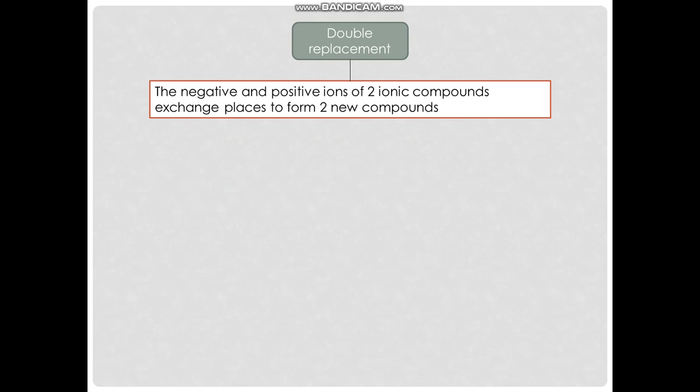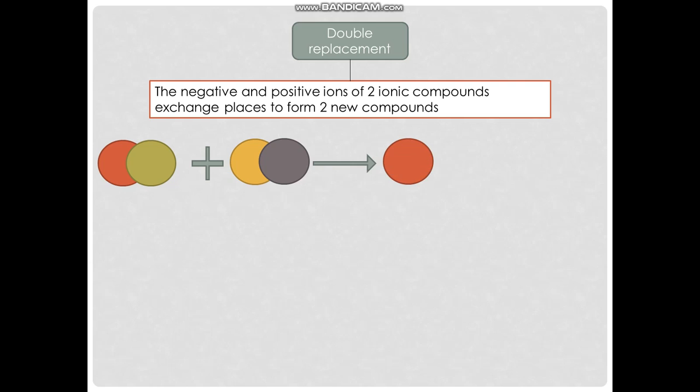Fourth, there's double replacement, in which the negative and positive ions of two ionic compounds exchange places to form two new compounds. Here's one compound, and here's another compound, and here's an entirely new compound and another new compound. All the atoms did were exchange places. The atoms do not change because that's how the reaction works.